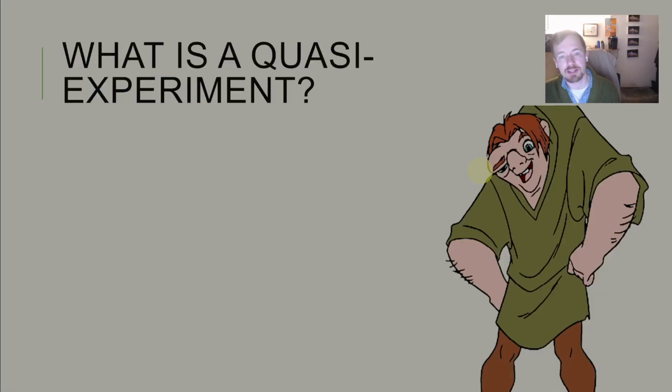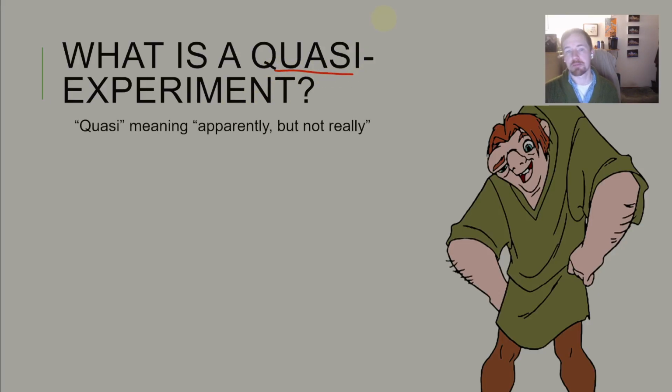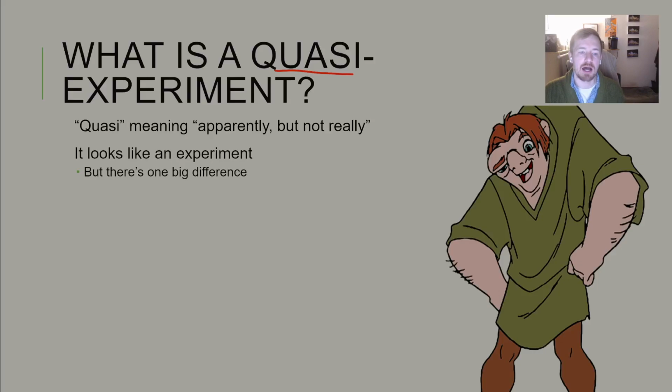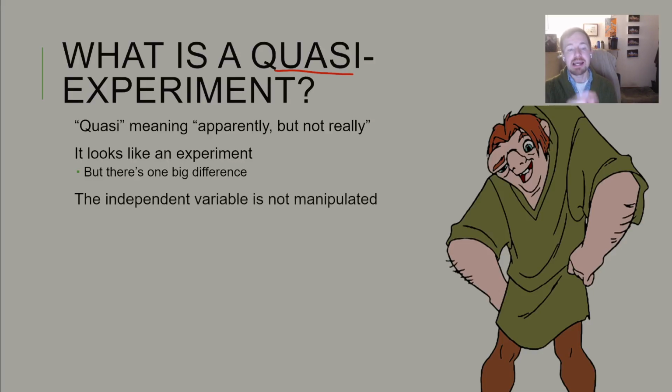Alright, so what is a quasi-experiment? The prefix quasi, what does it mean? Basically, it means apparently. So quasi-experimental means almost or kind of experimental, but not really experimental. It looks like an experiment, it tastes like an experiment, it smells like an experiment, but there's one really big difference here, and that's that the independent variable is not manipulated.